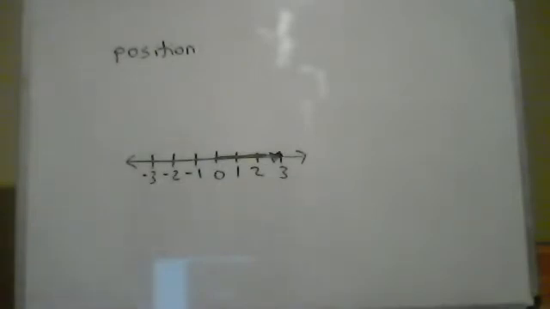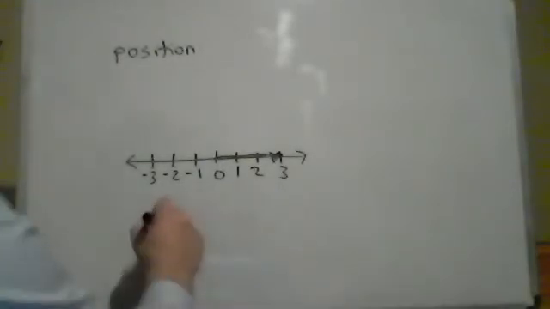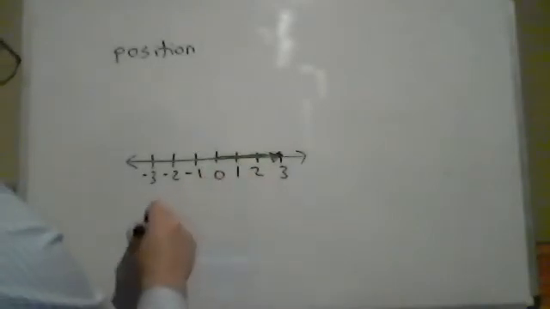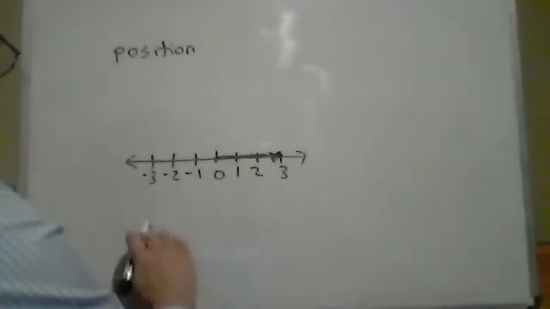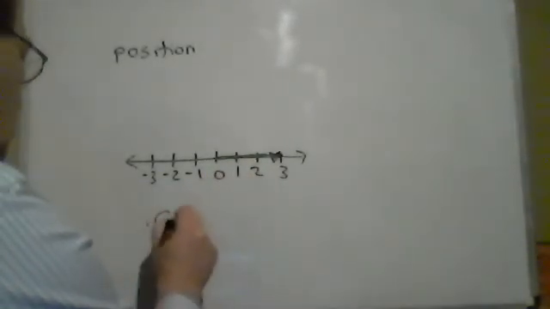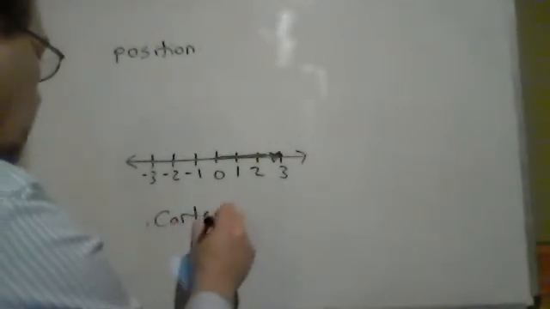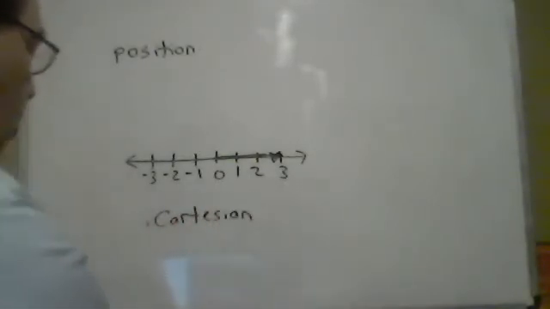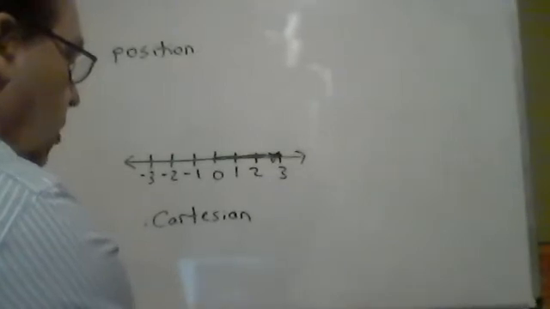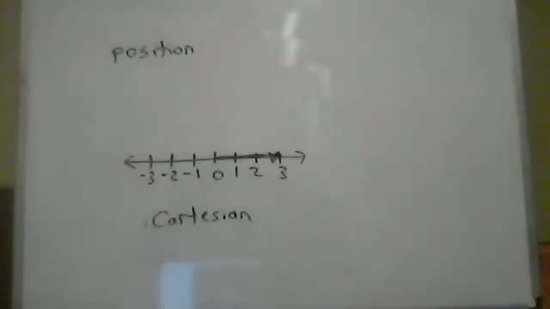The coordinate system that we use mostly in this class is what's called the Cartesian coordinate system, and it's named after Rene Descartes. The story goes that Rene Descartes was lying on his bed looking up at the ceiling, and he saw a fly walking around. And he thought, is there a systematic way that I can locate this fly on the ceiling?